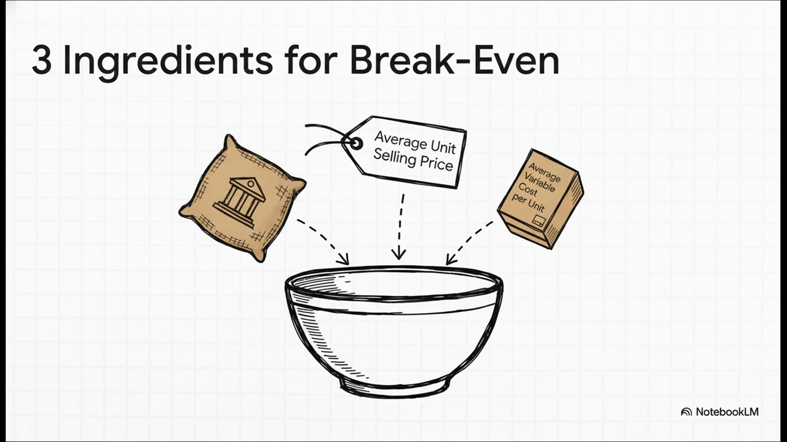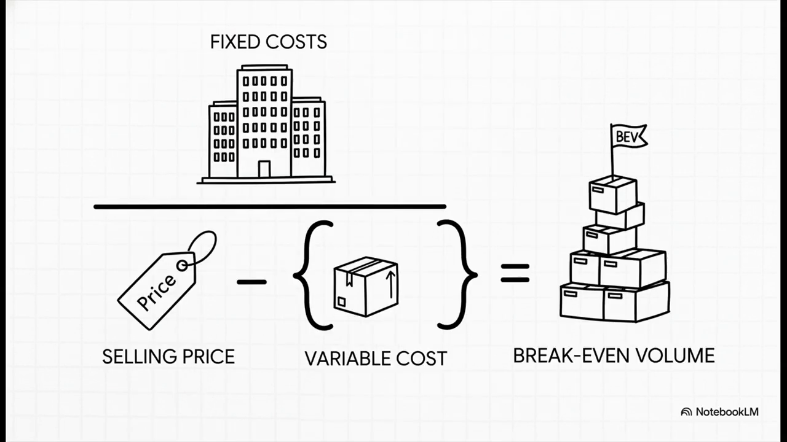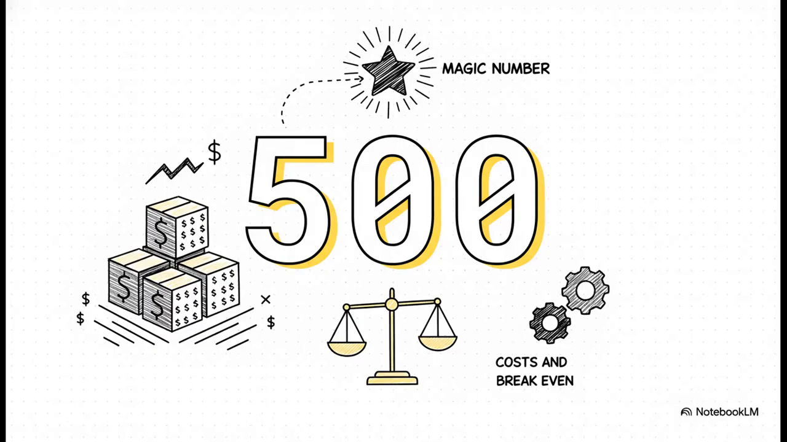You only need to know three things: your total fixed cost for the month, how much you sell one unit for, and how much it cost you to make that one unit. That's it. And here's the formula. Now, don't let the math scare you. It's actually super simple. You just take your fixed costs and you divide them by your selling price minus your variable cost. That little number on the bottom is really important, by the way. It's called your contribution margin, and it tells you how much money each sale contributes to paying off those fixed costs.